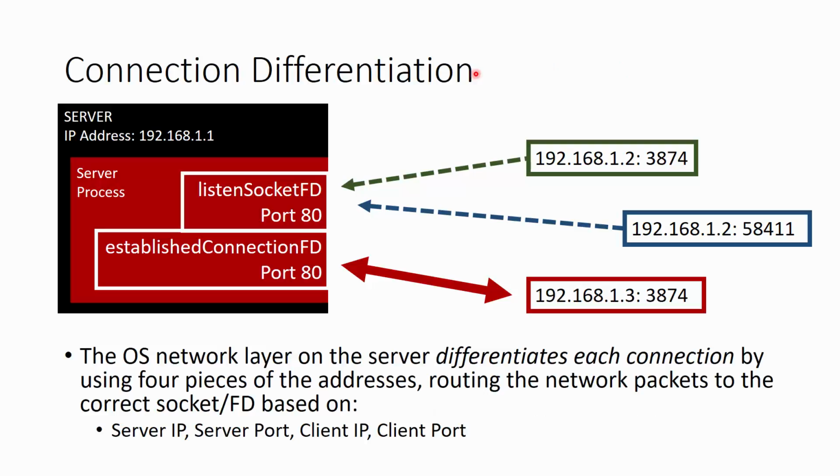So how does it tell the difference here? Well, the operating system's network layer on that server is going to be able to tell the difference between each connection by what's called a 4-tuple. So 4 pieces of information. And it will use these to route the network packets to the correct socket and to the correct file descriptor for usage by the program. And it will do that based on the server's IP and port mixed with the client's IP address and the client port. Those 4 pieces of information define where the data goes to which port on this particular server. So any packet that arrives that has those 4 settings the same as another one is coming from the same connection or going to the same connection.